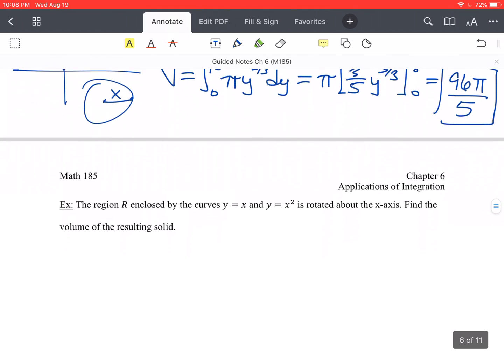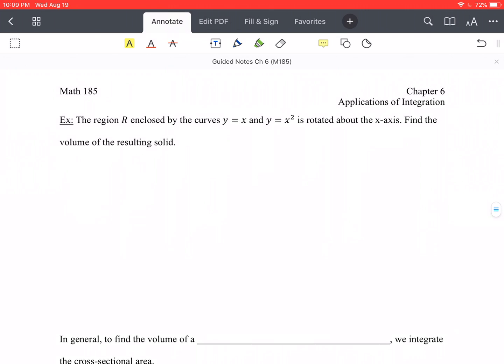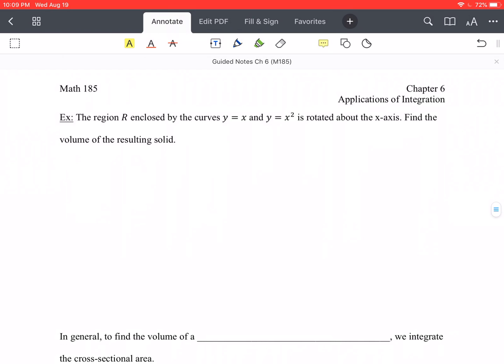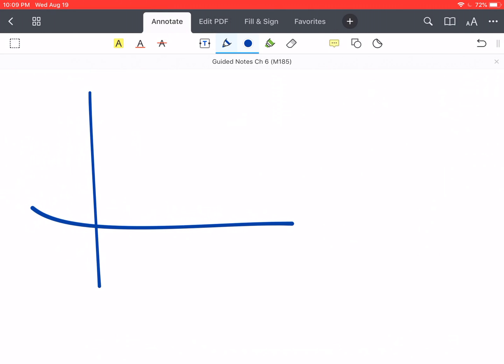All right. Let's look at another one. So bring in a new idea here. We want to find the volume of the resulting solid when the region R enclosed by the curves y equals x and y equals x squared is rotated about the x-axis. So here we have y equals x squared. Oops, let me zoom in here. y equals x squared. y equals x. Here's our region in question.